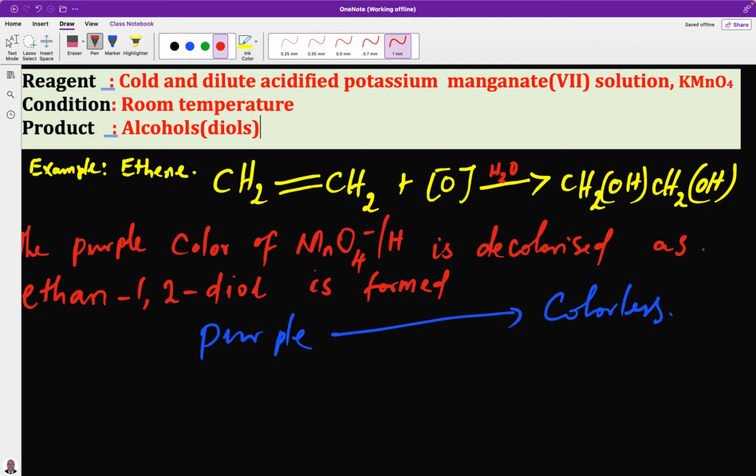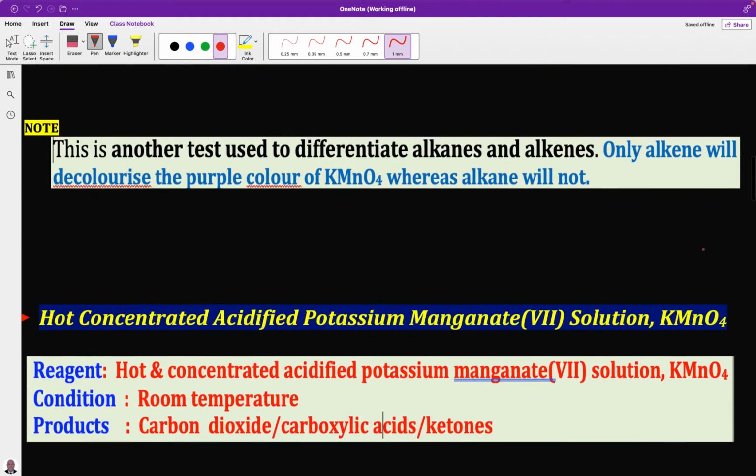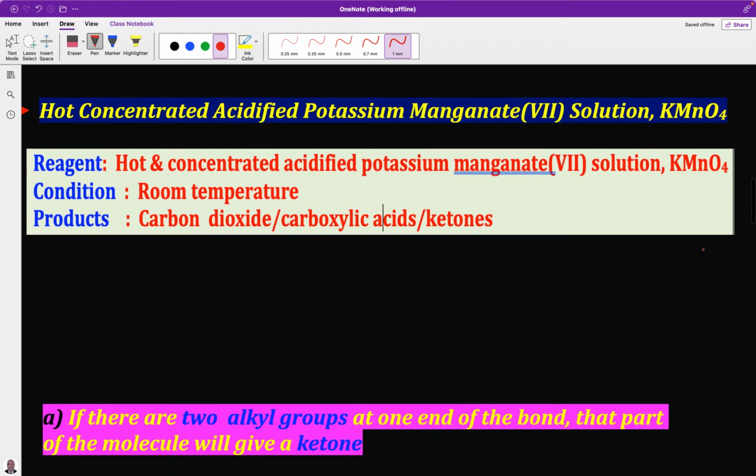As ethane-1,2-diol is formed. And I said only ethene can do that. But under hot and concentrated acidified potassium manganate(VII) solution, changing the condition to hot concentrated acidified manganate(VII) solution, this is what is going to happen.